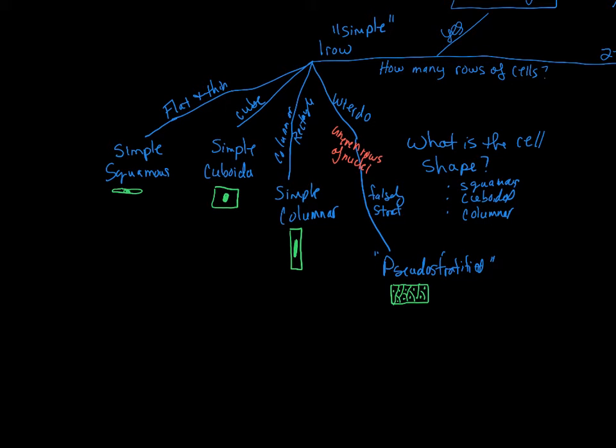So for simple squamous, we can find it in capillaries and alveoli. For simple cuboidal, we would find that in glands. Okay, simple columnar, we can find that in the intestines. All right, that's a good place to put. Pseudostratified, we could put that in the bronchi, upper respiratory tract.